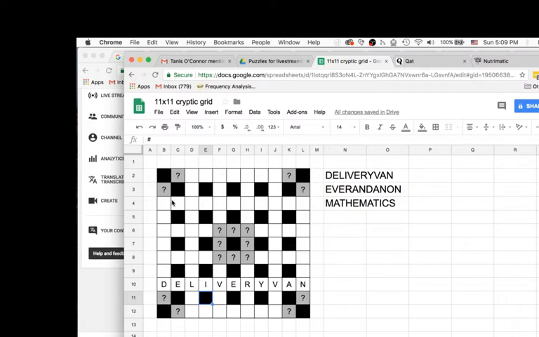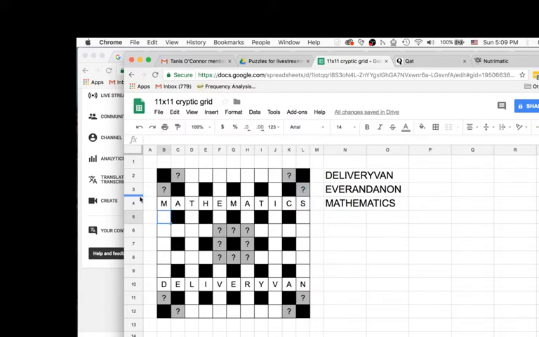Now I could put delivery van up top. I will think about that. Let's see. Now up top, I guess ever and anon is nice because it's a phrase, but veranda is a pretty hard word to clue and fit into a sentence in a clue. So maybe I'll try mathematics to start. So I'll experiment with having them like this.